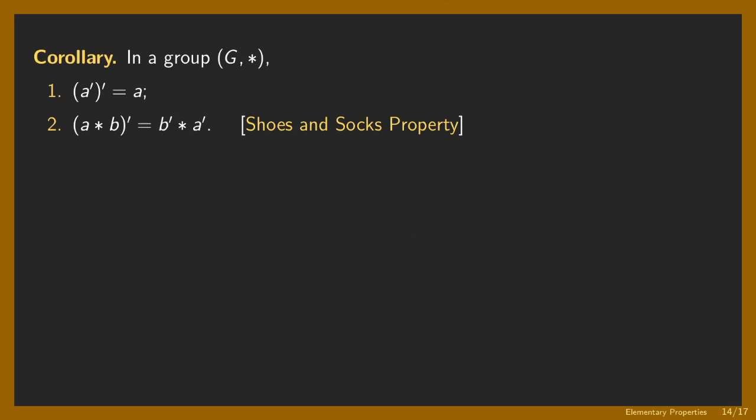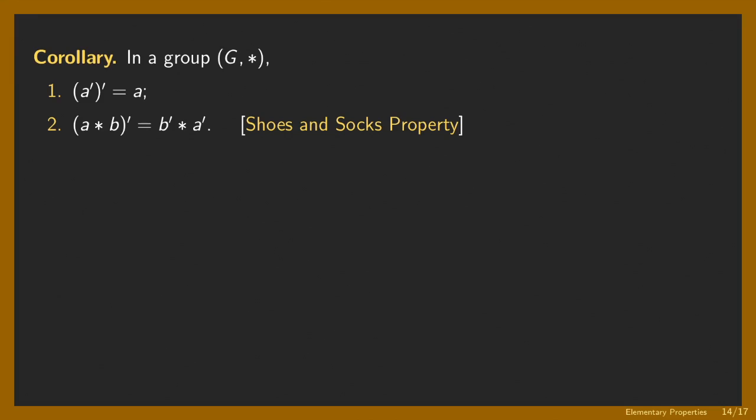These are some corollaries to that. Of course, if A prime is the inverse of A, it must follow that A is the inverse of A prime. Right? So that's why property number 1 is kind of trivial.